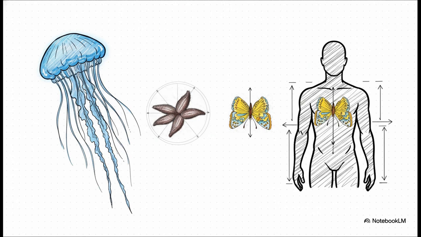On one hand, you've got radial symmetry, like a jellyfish. You can slice it like a pizza from any angle through the middle and get identical pieces. But then you have bilateral symmetry, which is what we have. There's only one way to slice us down the middle to get 2 mirror image halves. That gives us a distinct front and back, and a top and bottom.